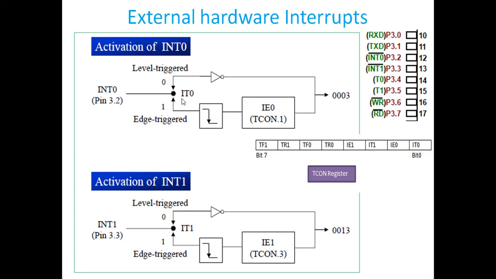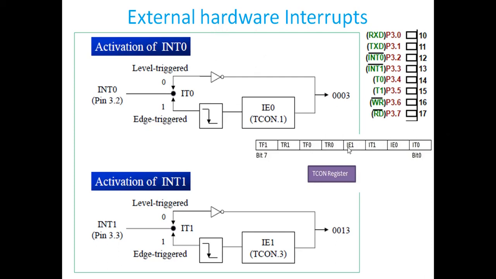So here there is a bit, IT0. It is available in the timer control register. This is the timer control register. It is 8 bits. The upper 4 bits we already discussed for timer programming. The lower 4 bits relate purely to the external hardware interrupts.